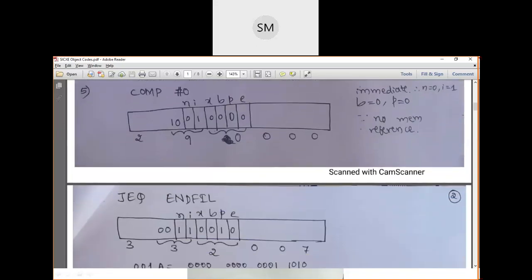COMP has the immediate addressing mode. Find out the opcode of COMP, and the n, i, x, b, p bits you have to write here: n is 0, i equal to 1, because it is immediate addressing mode. Then x is 0, b is 0, p is also 0. There is no need to calculate a displacement, because they have directly given the value of the operand as 0. So I can directly take this 0 as the displacement. No need to calculate a displacement separately. So then it becomes 290000.